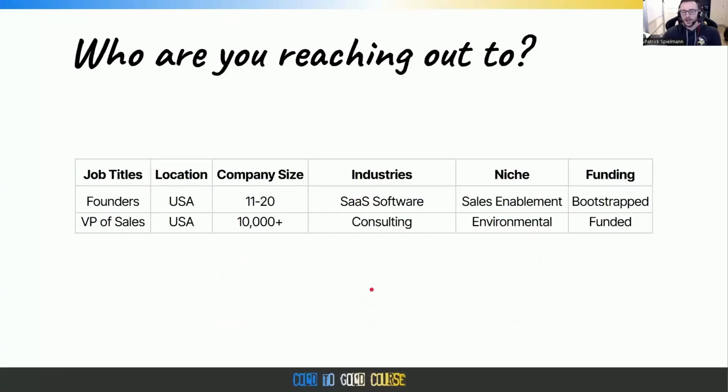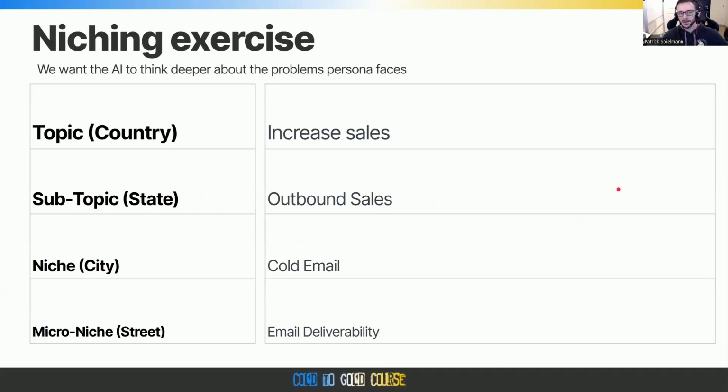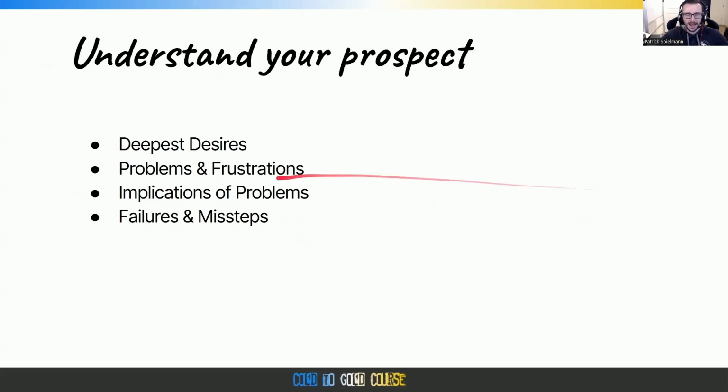Now, when you're reaching out and you're building copy, but also building lists, target or niche down as much as possible. So iron out your job titles, location, company size, industries, the niche you're targeting. Are they funded? Are they not funded? Any relevant information that you can have on your prospects is a good thing. Then what you want to do, I might have had these out of order. Yeah, I had these out of order.